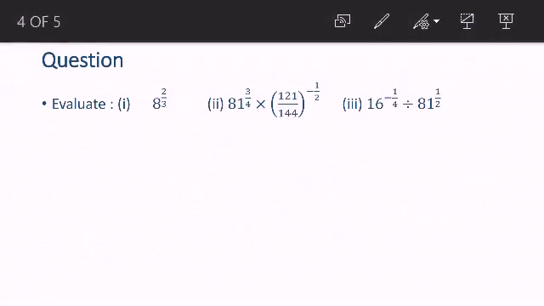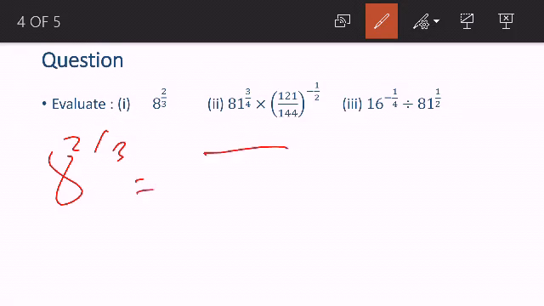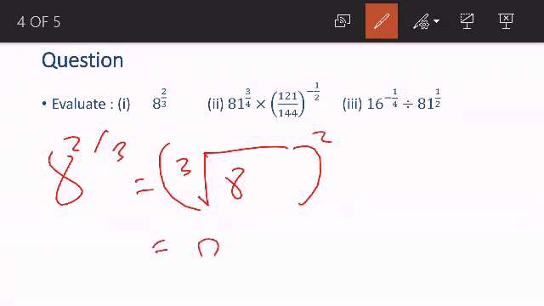Okay, so we see some questions here based on some of the laws that we've seen, and we can provide solutions to them. The first one is 8 raised to the power 2 over 3. Now, according to the fractional index law, 8 raised to the power 2 over 3 will be the cube root of 8 all raised to the power 2. And we say that the cube root of 8 is 2, raised to the power 2, and that gives us 4.